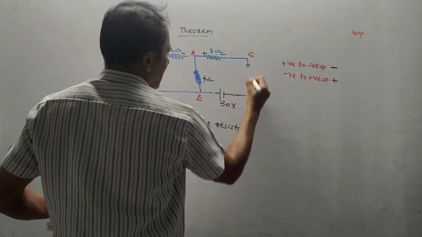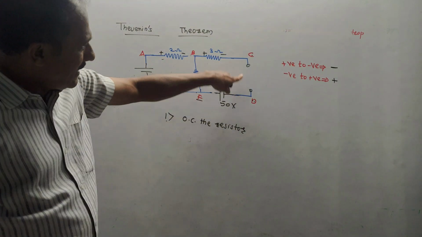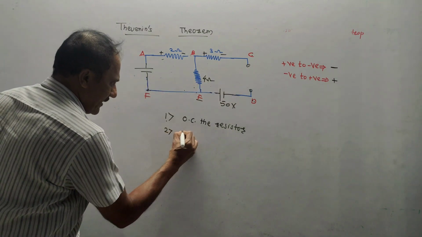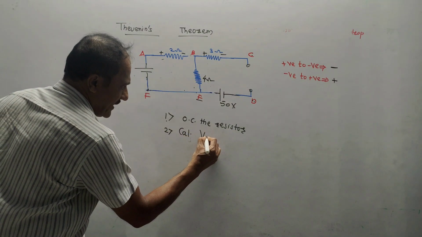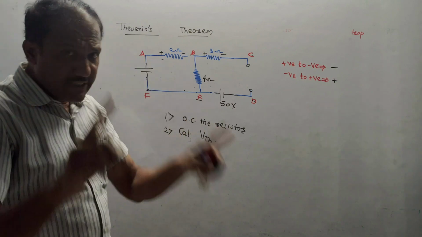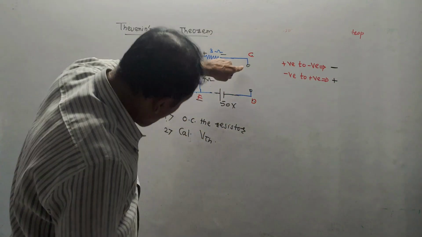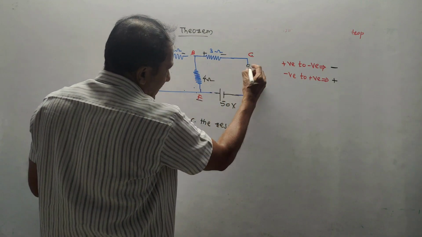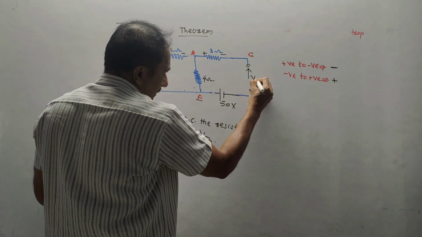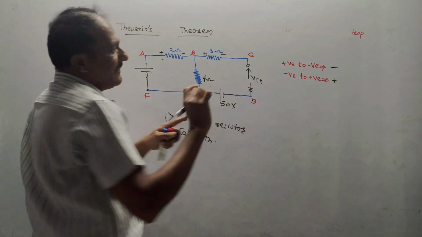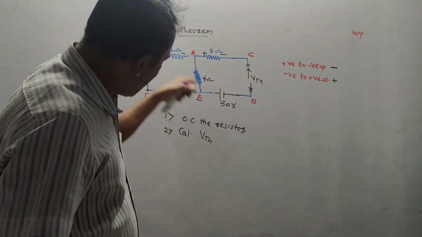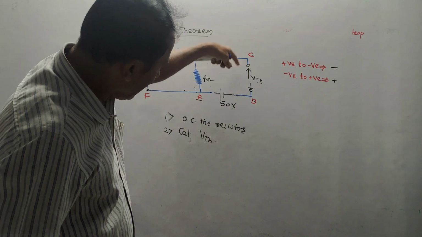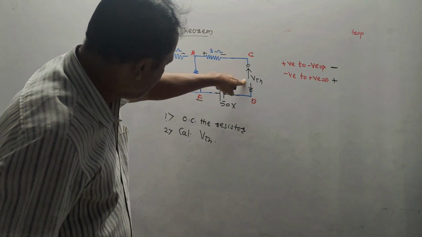So open circuit means directly remove that resistance and mark it like this. This is known as open circuit. Second step, calculate VTH. VTH is Thevenin's equivalent voltage. So wherever you have made open circuit, from this point, I will measure voltage drop between these 2 points using any technique. Again, you can use KVL for this branch as well as this branch. Use KVL, calculate the current, and then you will get the voltage, that is VTH.